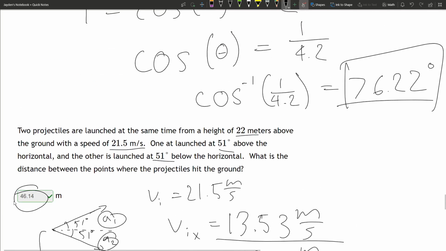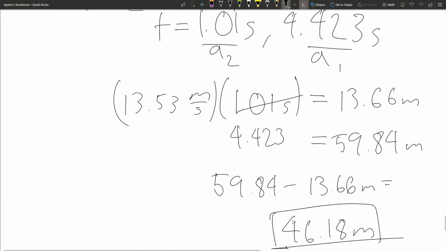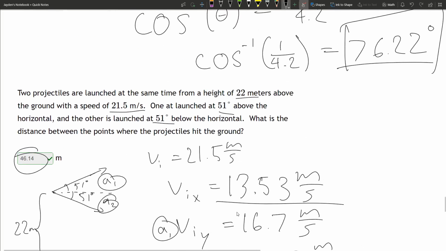And what do you know? That is the correct answer. It's a little off because of rounding and such, but it should be correct.